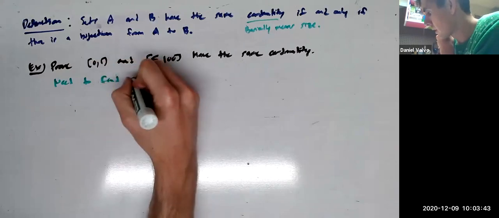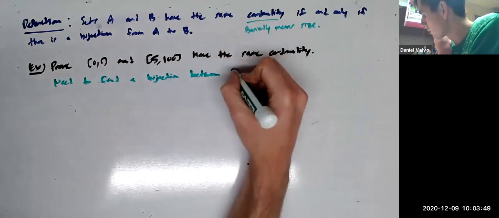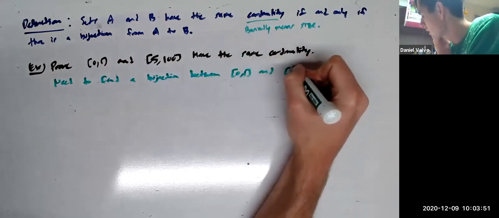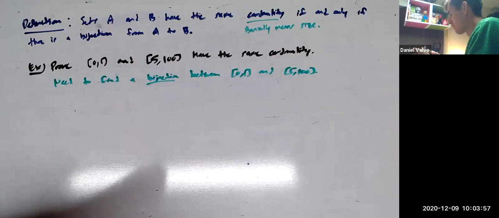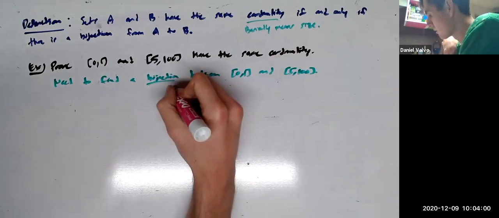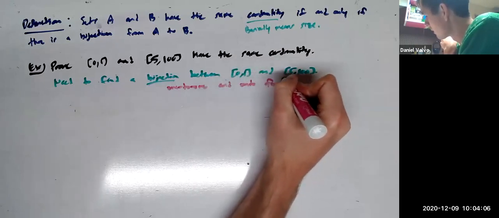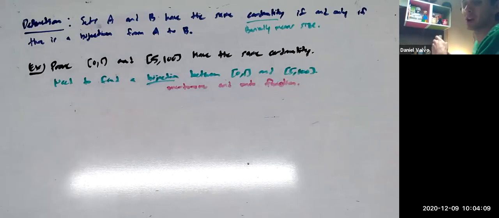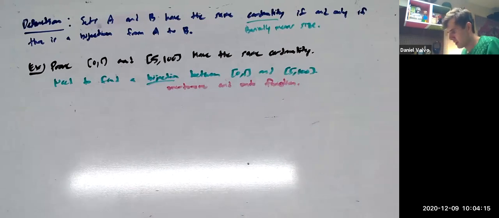We need to find a bijection between [0, 1] and [5, 100]. And what's a bijection? Remember, a bijection is a one-to-one and onto function, so we have to check that it's well-defined, to make sure it's a function, one-to-one, and onto. So let's get to thinking. We want to find a function from [0, 1] to [5, 100].